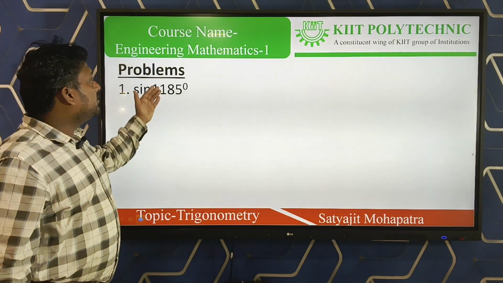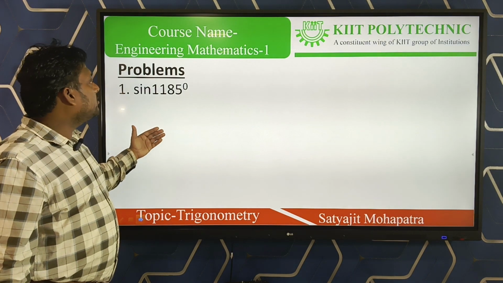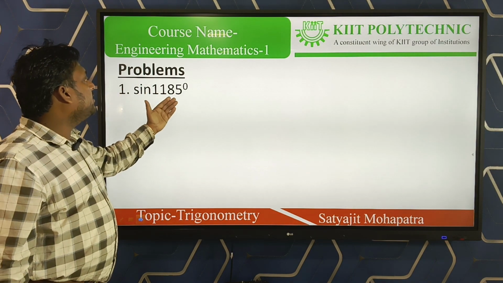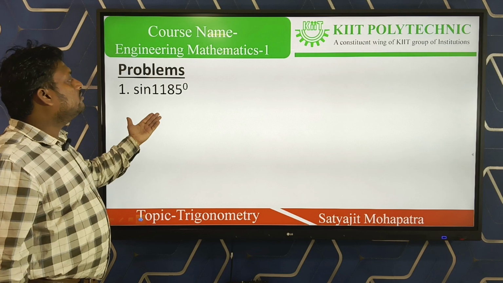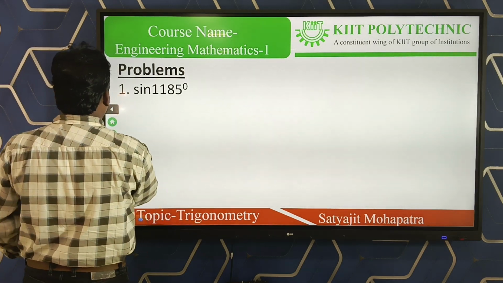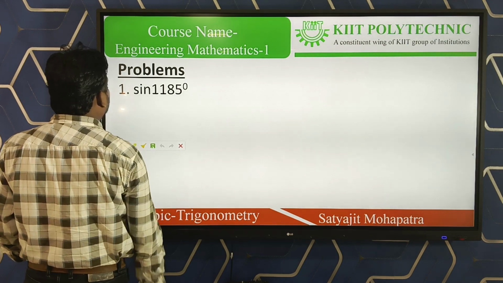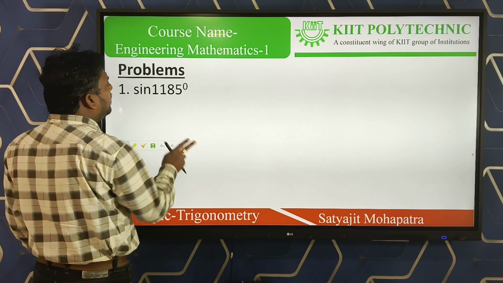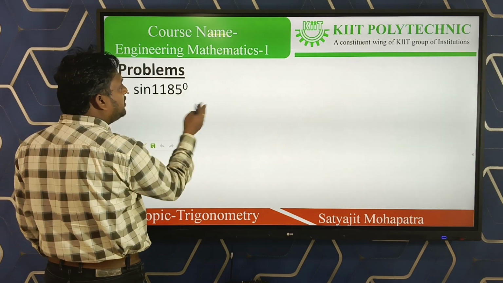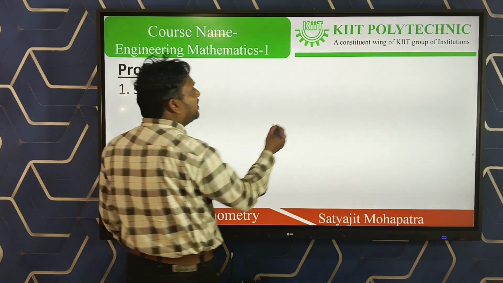Here you see, it's a very important problem, a very important question. You require this a lot. Problem: sine of 1185. How to do, what to do here? See, you have two options in your hand. You can divide 1185 by 90 or by 180. Choice is yours. Let's divide this one by 180.